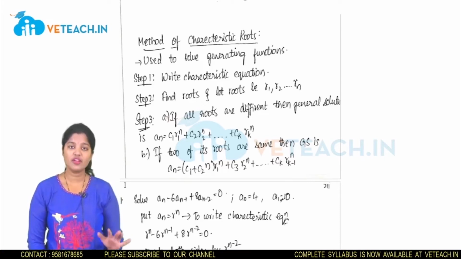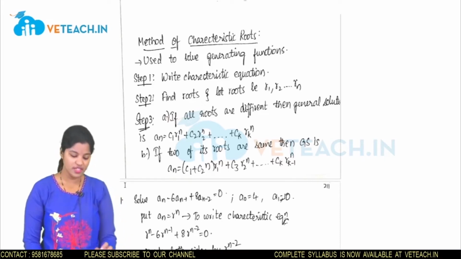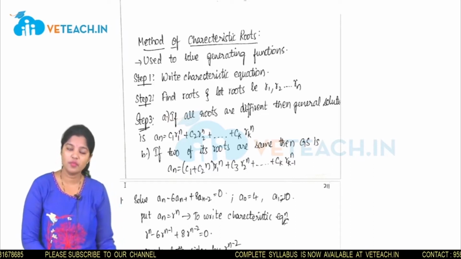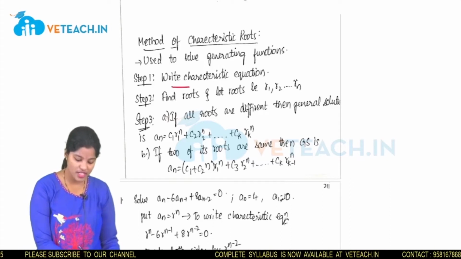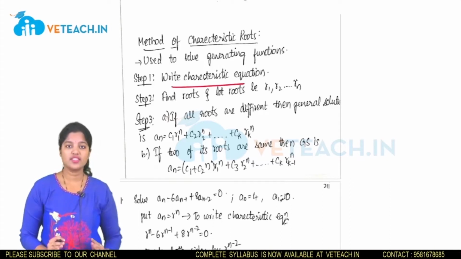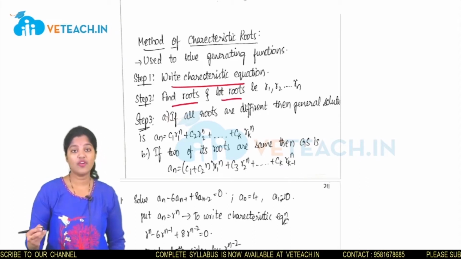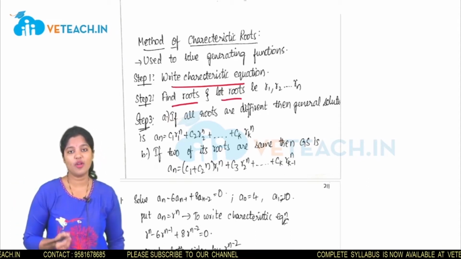First, step 1 to solve with this method. As I have already told you, we know how to find the characteristic roots for a given polynomial. In the same way, first write down the characteristic equation. Next, find out the roots, as in the case of polynomials.